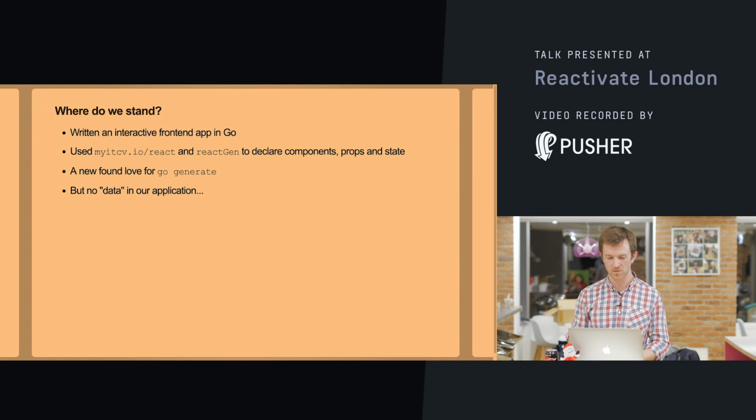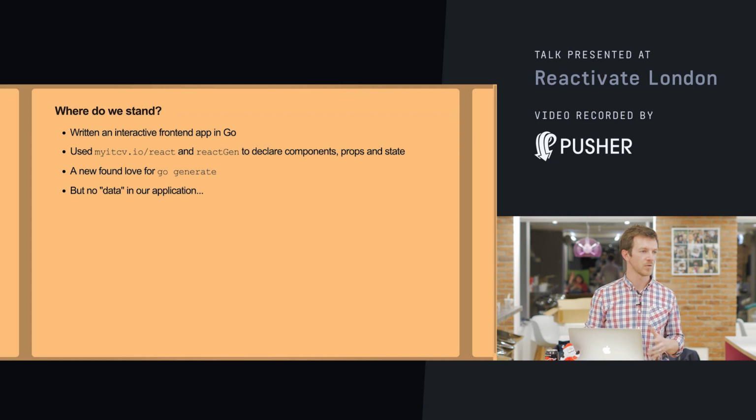There's no change as far as that's concerned. myitcv.io React is the package that, along with ReactGen, allows you to do that. It's effectively the wrapper around the JavaScript library. We can see how code generation fits in and why it is useful. It's just saving us having to write a whole load of boilerplate code, which is only a good thing.